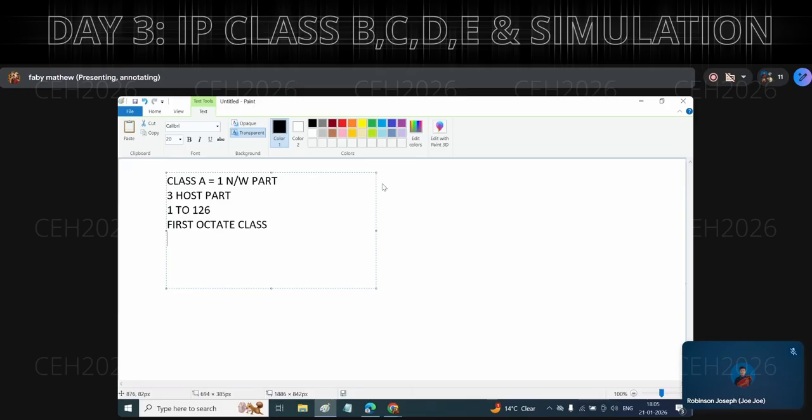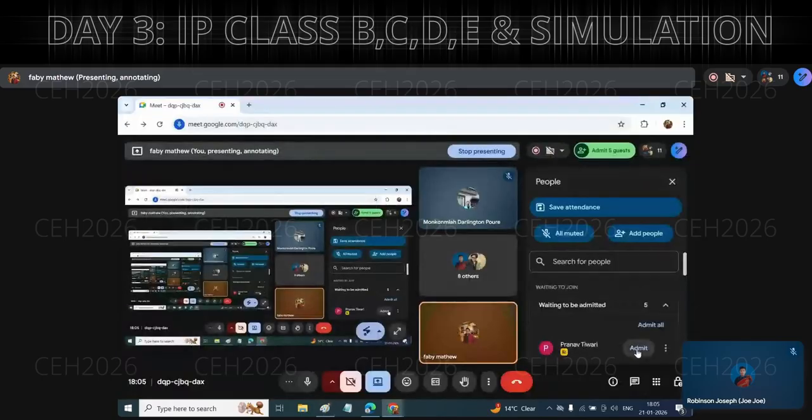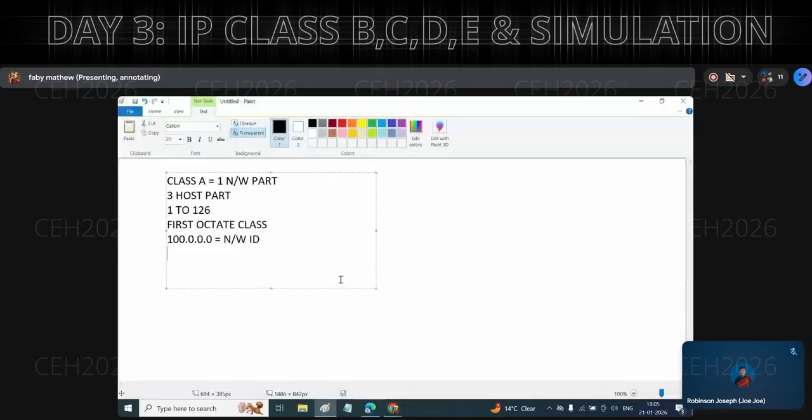Whatever the range, in between the range, you are taking the value. Suppose that 100.0.0.0. So if in the host part each and every bit is off, that means it is a network ID. Then the IP address is actually starting from right to left. This is the first IP address. Then the last IP address is this one.